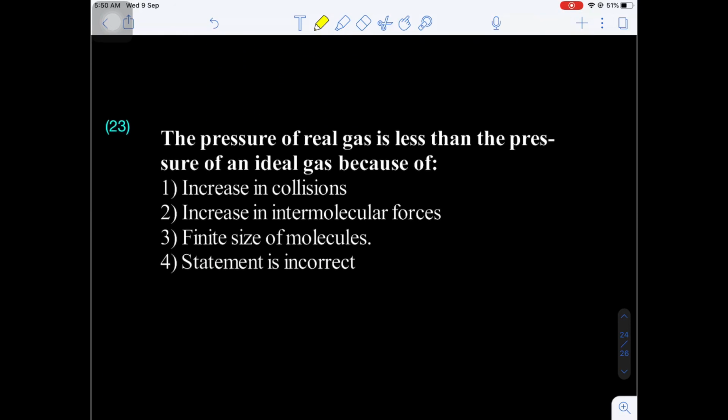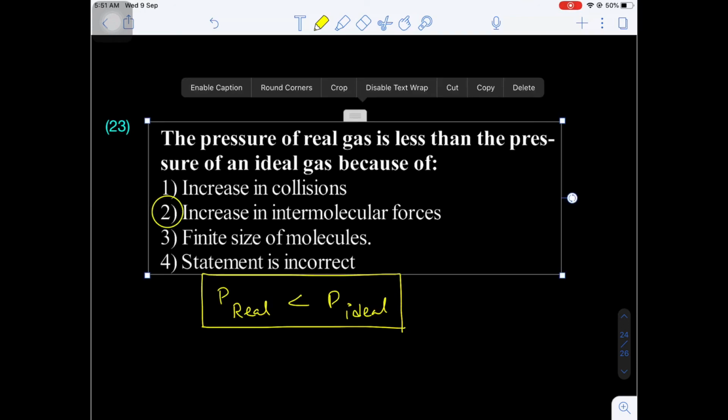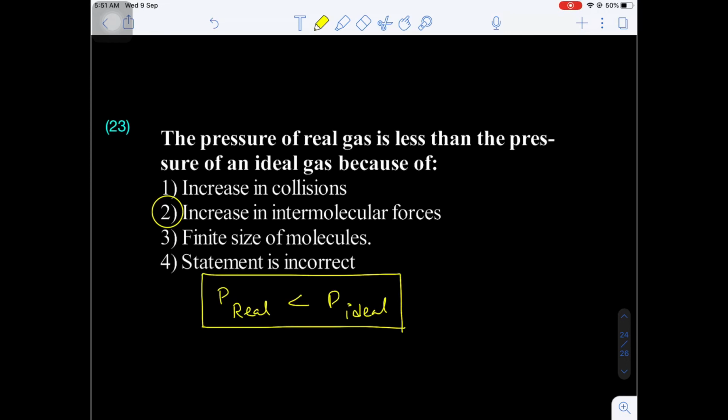Now question number 23: the pressure of a real gas is always less than the pressure of an ideal gas. Yes, the pressure of a real gas is always less than that of an ideal gas, because in an ideal gas there is no attractive force, whereas in a real gas there must be some attractive force. Due to these attractive forces, the gas particles in real gases have less tendency to collide with the inner wall of the vessel, due to which less pressure is exerted. Are you getting my point? This is question number 23.